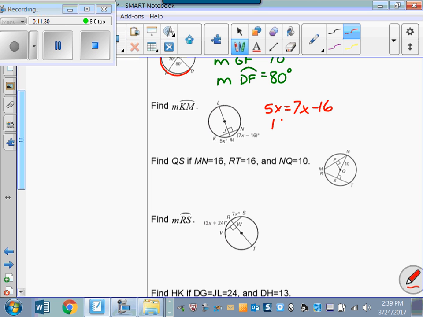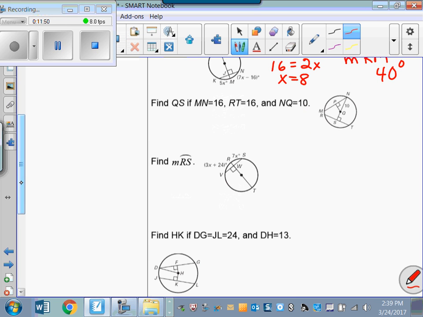So let's see, 16 is 7x minus 5x, therefore x equals 8. But that's not the question. The question is, what is the measure of arc KM? So the measure of arc KM equals 5 times 8, which is 40 degrees.